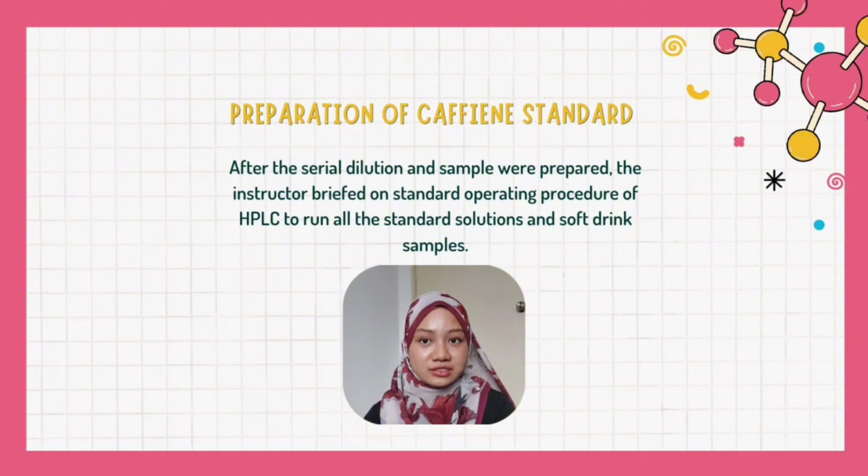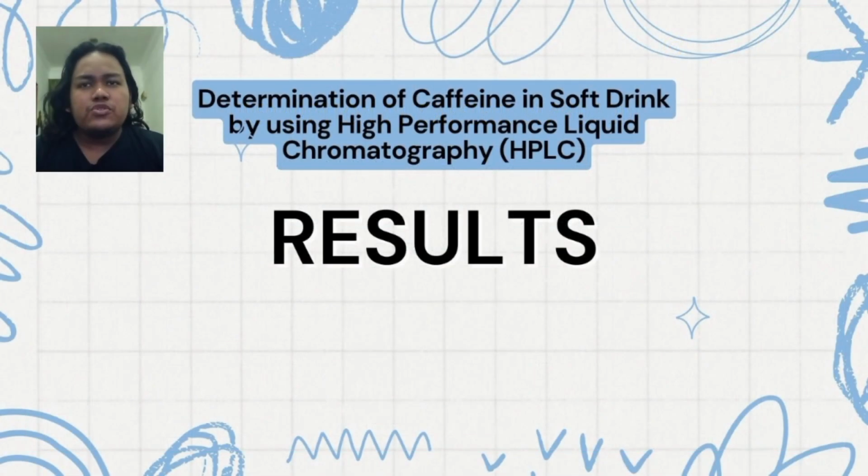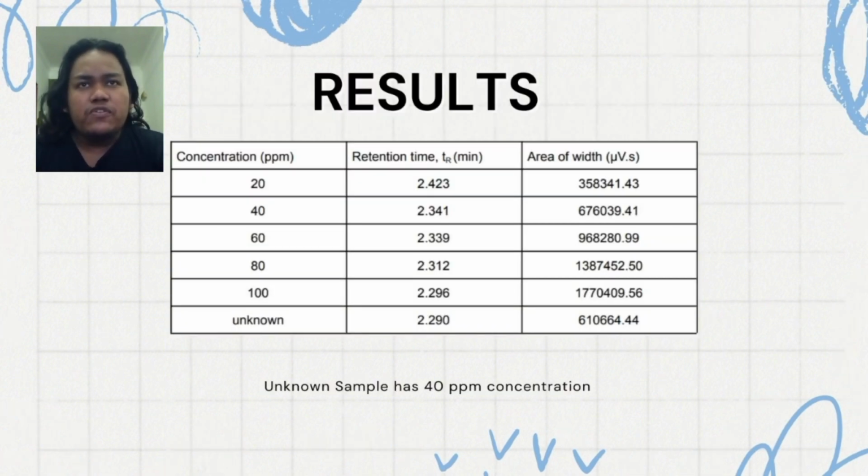After the serial dilution and sample were prepared, the instructor briefed us on the standard operating procedure of HPLC to run all the standard solutions and soft drink samples. Going through the results of our experiment, we have compiled all of the HPLC analysis into one table. For the concentration, we have 20 ppm, 40 ppm, 60 ppm, 80 ppm, 100 ppm, and we have an unknown sample.